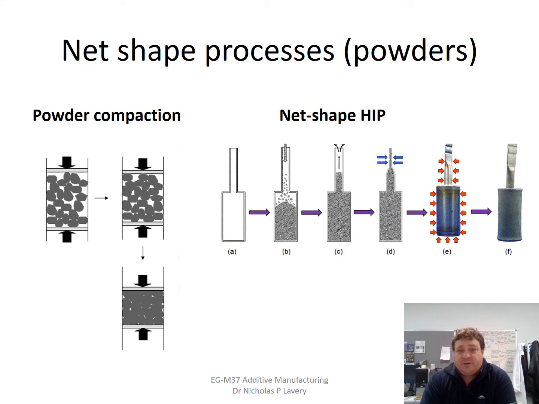So here are some examples of net shape processes. These are dealing with powders, so powder compaction, where there is a tool which punches powder maybe from two different directions, and as you can see, it consolidates the powder and takes it through, but you still end up with some level of porosity which requires this to be either heat treated or hipped.